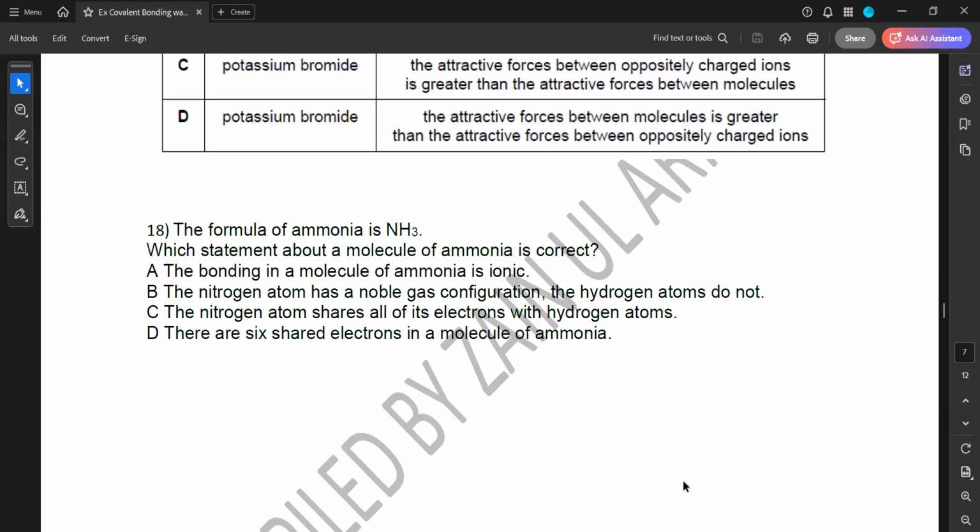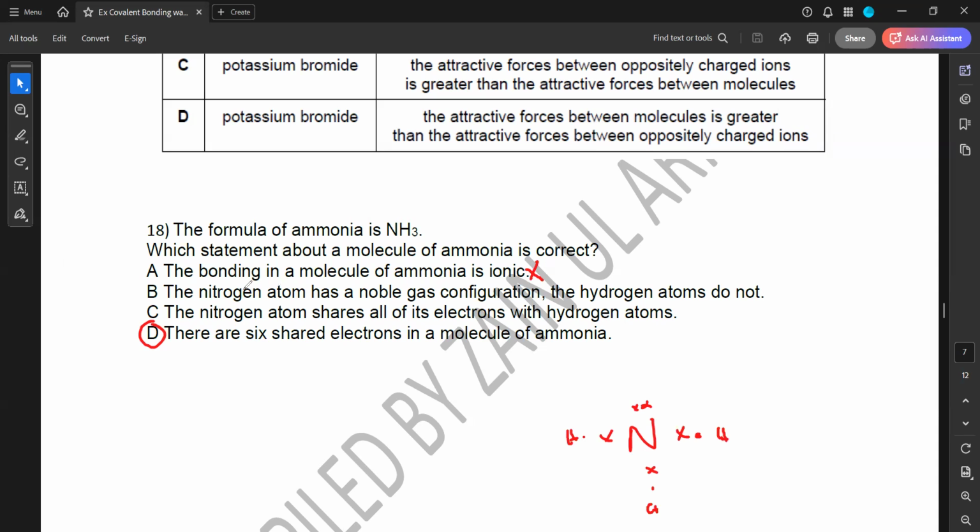Question 18. Any doubt in question 18? D is the right answer for 18. Because when we draw the structure of ammonia, nitrogen belongs to group 5, so it will share 3 electrons, and unshared will be 2, the lone pair. So the question is, the bonding in a molecule of ammonia is ionic.